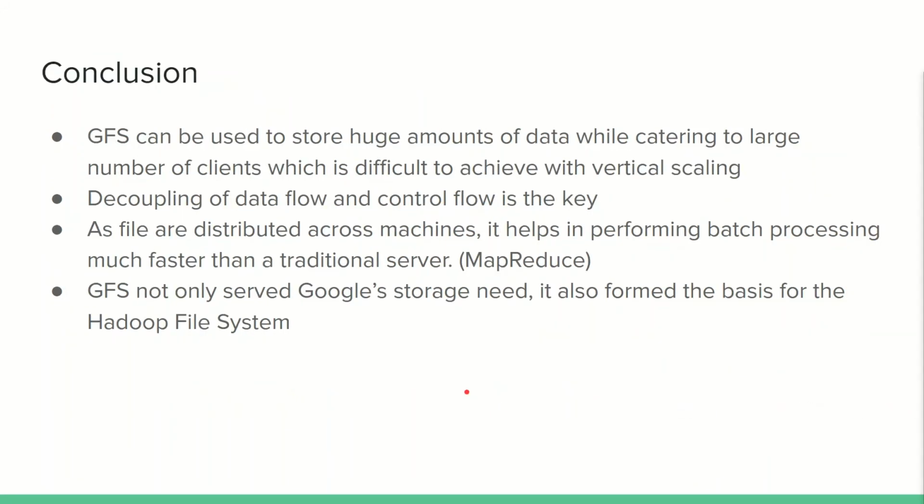To conclude, GFS can be used to store huge amounts of data while catering to a large number of clients, which is difficult to achieve with vertical scaling. Also, the key part of this paper is decoupling of data flow and control flow by having a single master and storing the data on chunk servers. As the files are distributed across machines, it helps in performing batch processing much faster than a traditional server. MapReduce utilizes this, and MapReduce together with GFS is very efficient.